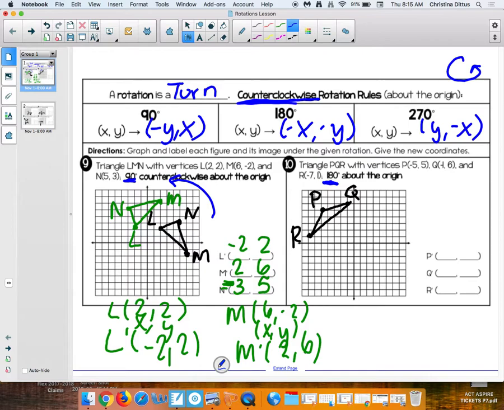Okay, so this one, our rule's really fun. We're just making everything negative. So if I start with P as negative 5, 5, it's gonna be positive 5, negative 5. Good. How about Q's coordinates? 1, negative 6. And how about R? 7, negative 7, negative 1. Plot them.